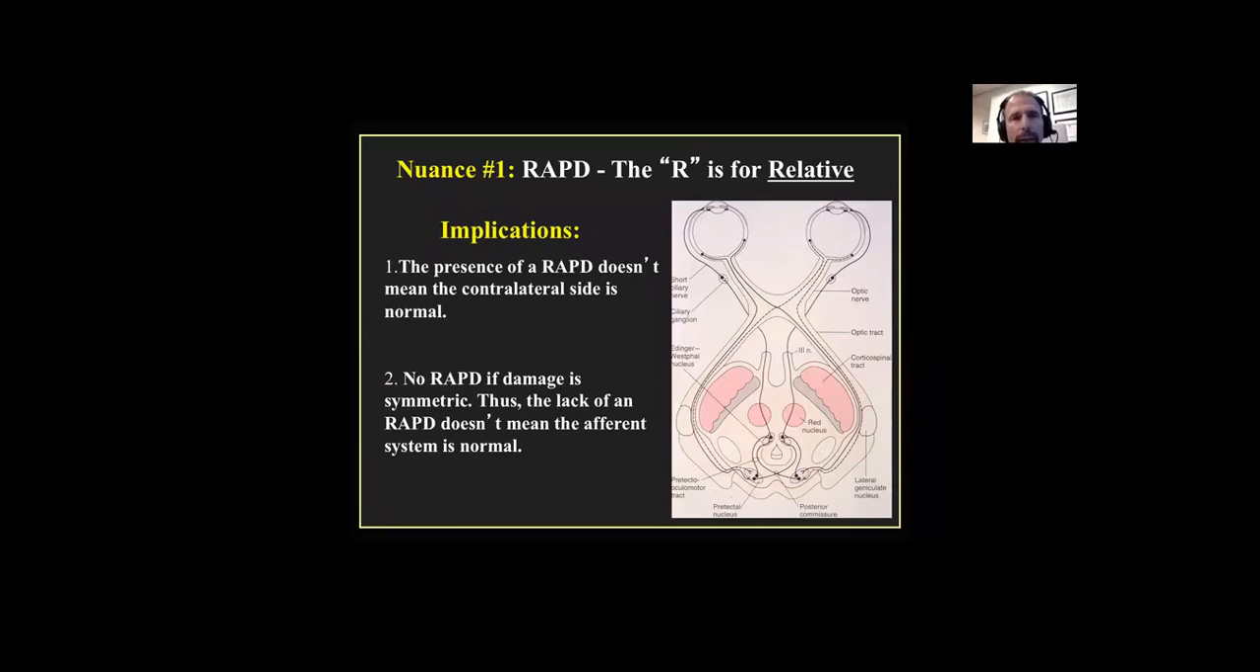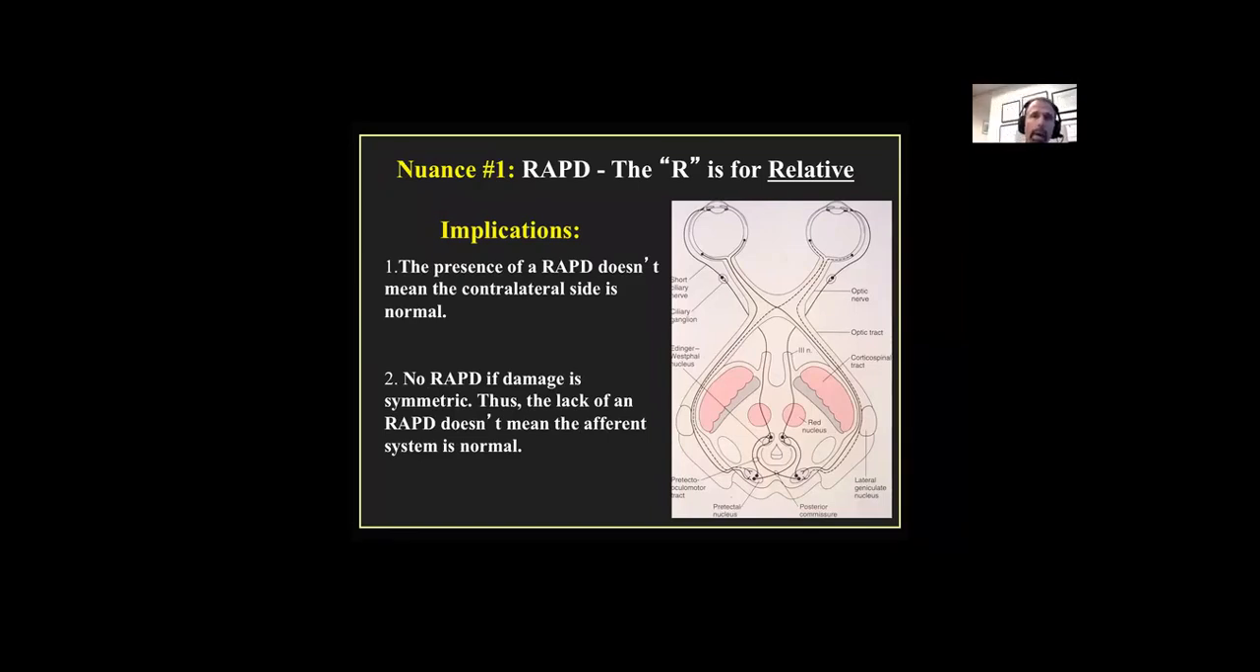So the fact that there's an APD on one side doesn't mean the other side's normal. And sometimes my residents assume, let's look closely at the eye with the APD, because the other side there's none. It doesn't mean that the other optic nerve is okay. The second implication for this is that there will be no relative afferent pupillary defect if the damage is symmetric. That means if I damage both of your optic nerves 50%, there will be no relative afferent pupillary defect. That doesn't mean you're normal.